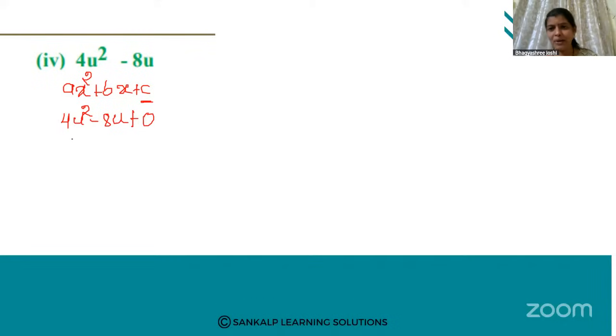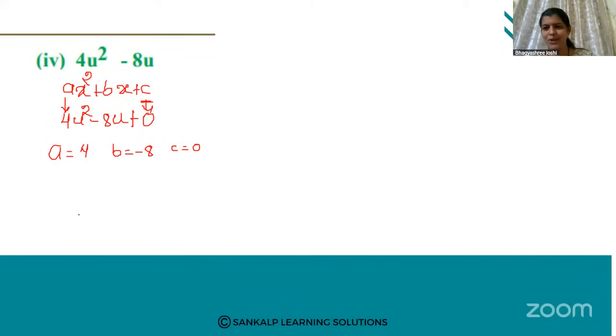Now you tell me, what is the value of a here? Yes, dear children, a value is 4. Why? Because 4 is the coefficient of u square. Next, b value is minus 8, right? The c value is 0. It is clearly visible. c is equal to 0. Now, next part, to find the zeros.